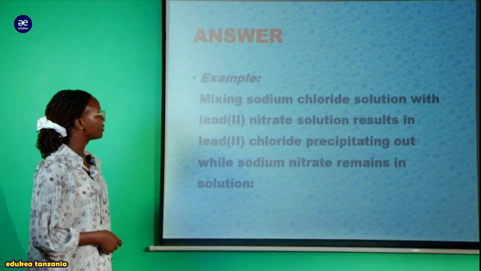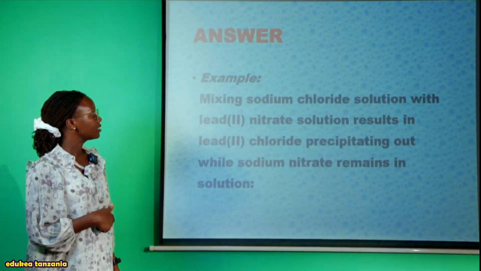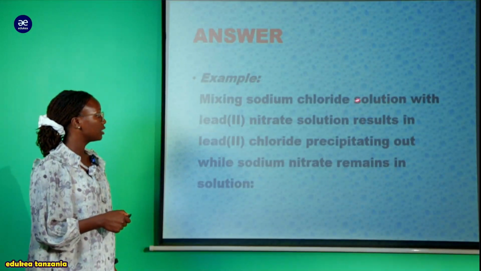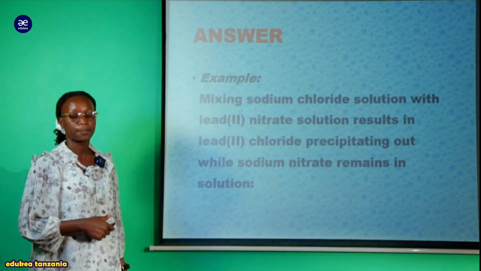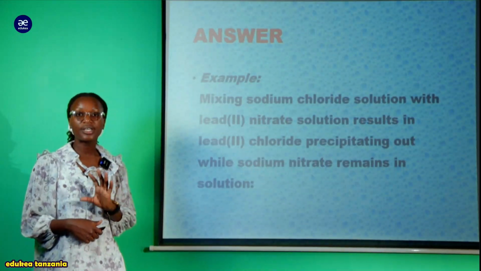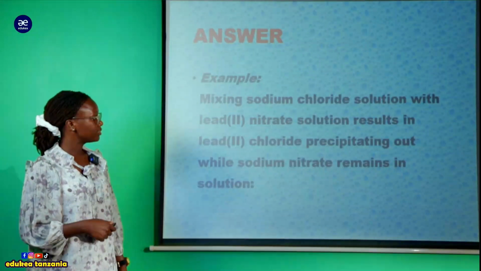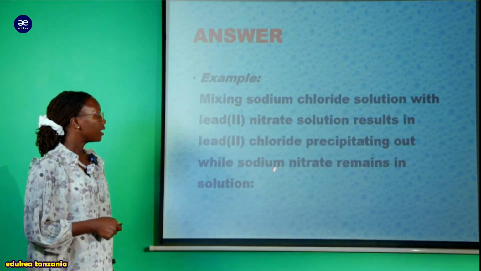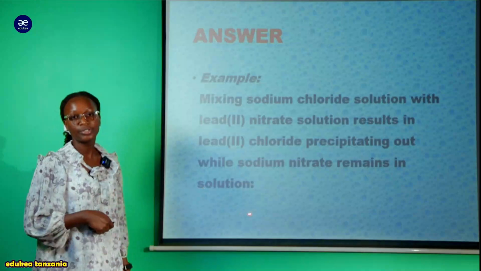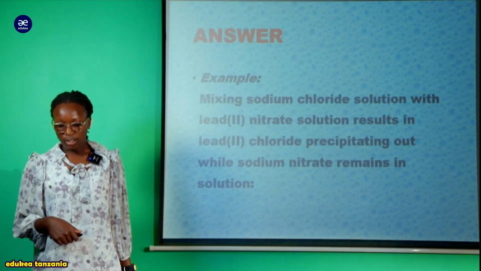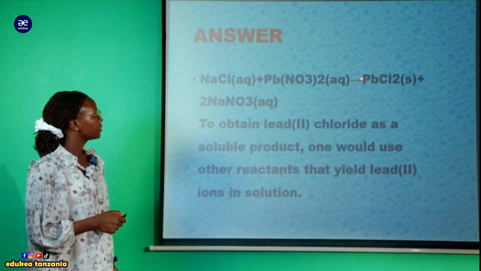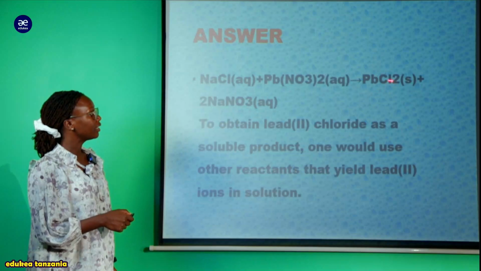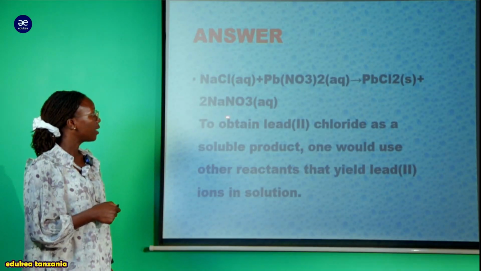So now let us see a good example. An example of this double decomposition reaction is mixing sodium chloride solution with lead 2 nitrate solution. All are solutions, all are aqueous, soluble compounds. This results in lead 2 chloride precipitating out while sodium nitrate remains in solution. The reaction is sodium chloride aqueous plus lead nitrate aqueous. Obviously we are going to have lead chloride, but also sodium nitrate.